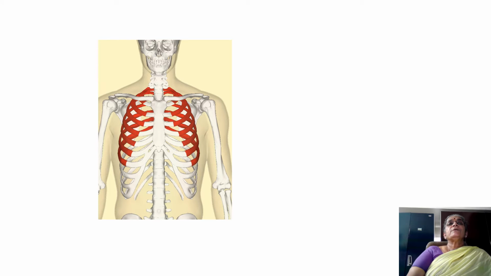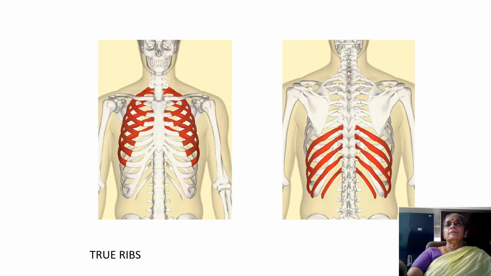So what are these ribs? They are true ribs, the first 7 pairs. Then what are these ribs that are marked? Those are the false ribs, which are both vertebrochondral and vertebral ribs.